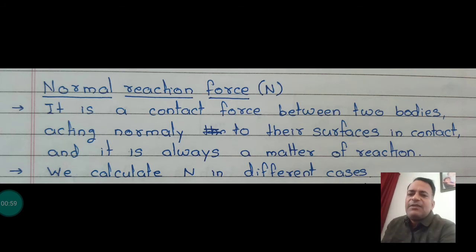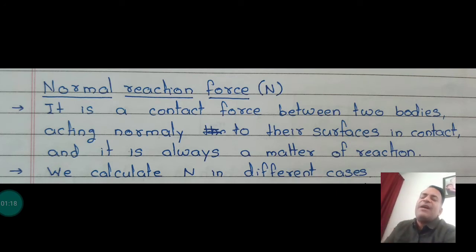Clear? Suppose if I'm pushing a wall, then the force applied by me on the wall is action force, and the force that the wall applies on my hand, that will be reaction force. Clear? Now I can apply force on the wall. That is my action. The force which I am applying becomes the action force. And the wall applies force on me.